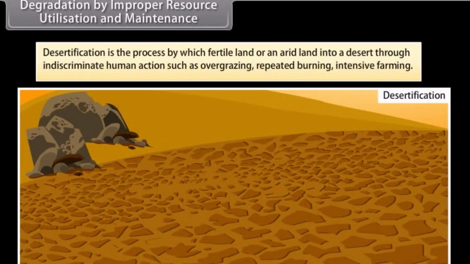Desertification is the process by which fertile land or arid land turns into a desert through indiscriminate human action such as overgrazing, repeated burning, intensive farming.